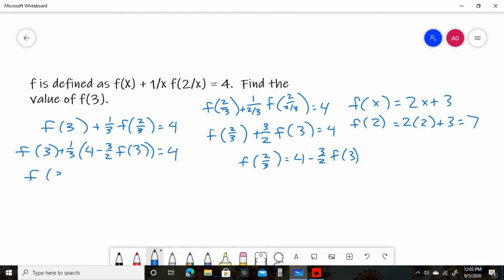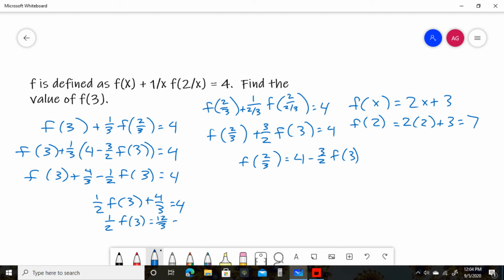f(3), and then when we distribute, 1/3 times 4 is 4/3. 1/3 times negative 3/2 f(3) is equal to negative 1/2 f(3), and that equals 4. Now we can combine like terms. f(3) minus 1/2 of f(3) is just going to be 1/2 f(3) plus 4/3 equals 4. Now if I subtract 4/3 from both sides, I get 1/2 f(3) equals 12/3 minus 4/3, which is 8/3.